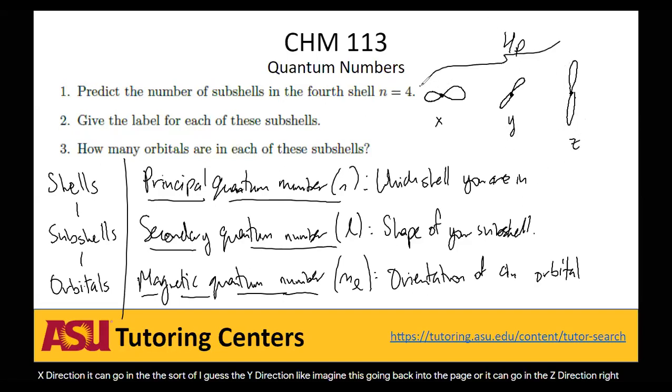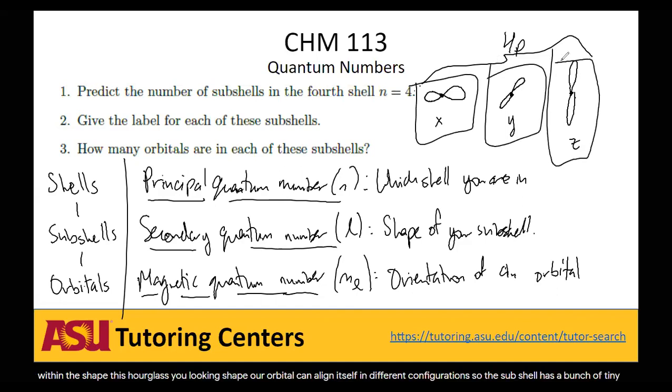So we are in the 4p subshell, but within that subshell, within this hourglassy looking shape, our orbital can align itself in different configurations. So the subshell has a bunch of tiny orbitals within it, and those orbitals are the specific orientations. So when you hear the word orbital, that goes beyond just the subshell. It says the subshell and the specific orientation that we are in within that subshell. That's what an orbital is.